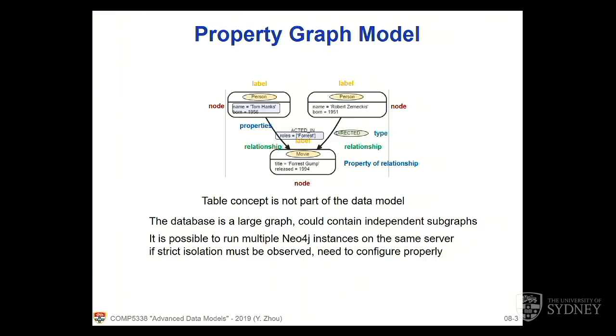On the same server, if you really want to separate things that belong to a totally different domain, you don't really want to put them in the same database, because in the two domains you may have nodes with the same labels, and you don't want them to get mixed up, since they probably refer to very different things. So it's possible to run multiple Neo4j instances, where each instance represents a database. You can run multiple instances on the same server to have some conceptual separation of your data models. But if you want very strict isolation, you need to configure them properly so they don't share anything. Even though they share the physical server, they are quite independent.